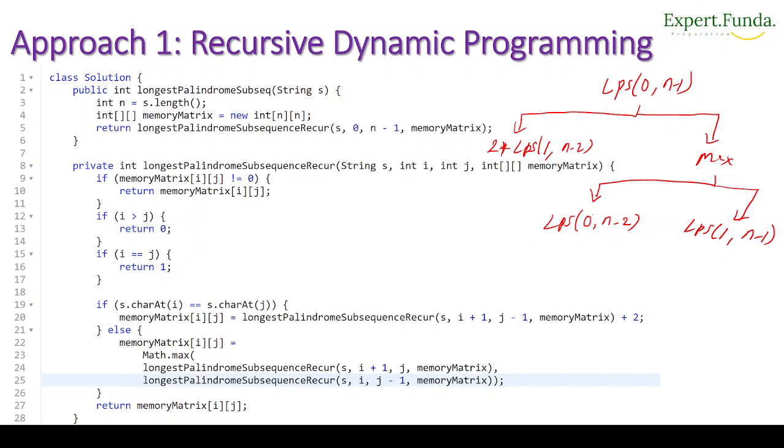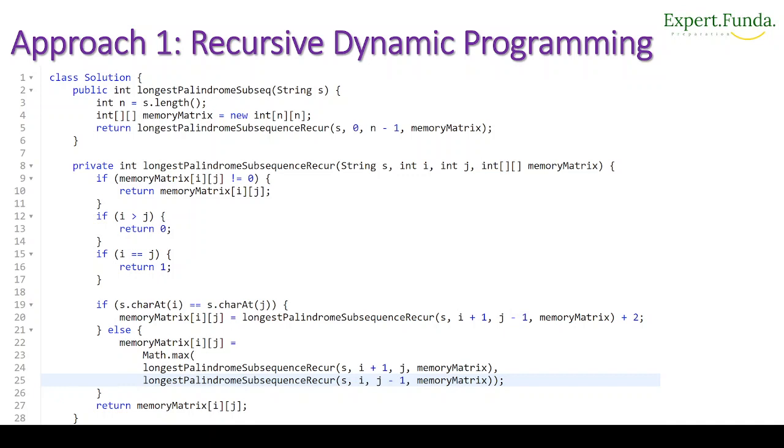In this way we move similarly: one for LPS with 2 plus, and one for the max, like we have taken here already. Some of the things we have already calculated in the recursive calls. I think you got me. If you have any doubt, let me know here.